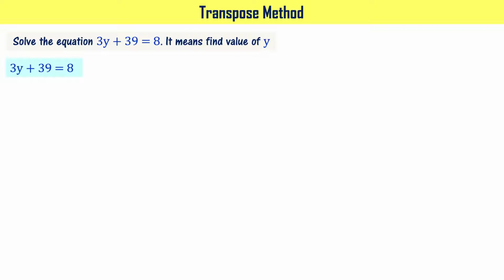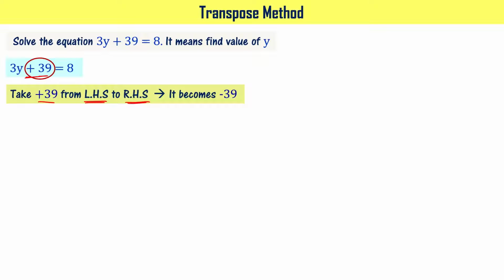3y plus 39 equal to 8 is the given equation, right? You look at this, you have plus 39, right? You now look at the whole term with the sign also, right? So you have plus 39. What I'm saying is I want to take this plus 39 from the left hand side of the equation to the right hand side of the equation. When you do that, when you take plus 39 to the right hand side, it becomes minus 39. Please note this. Okay. So 3y is going to be equal to 8 minus 39.